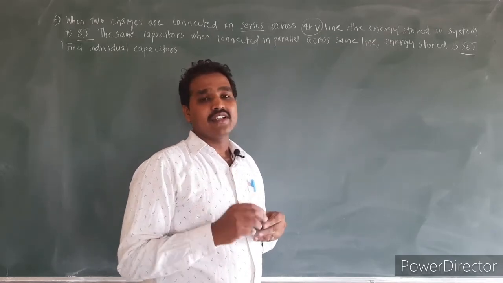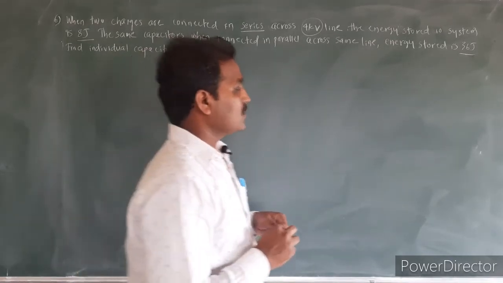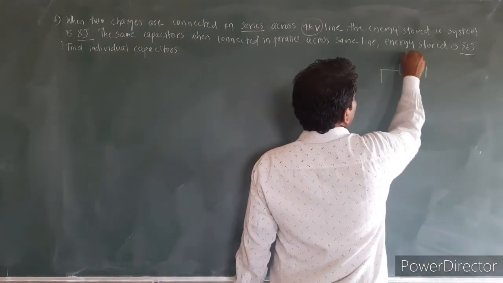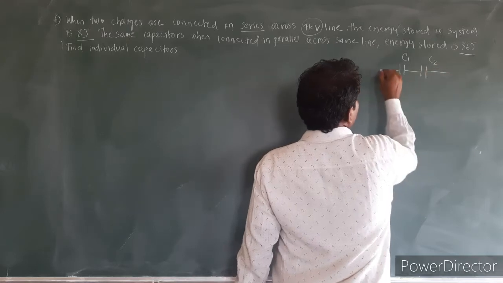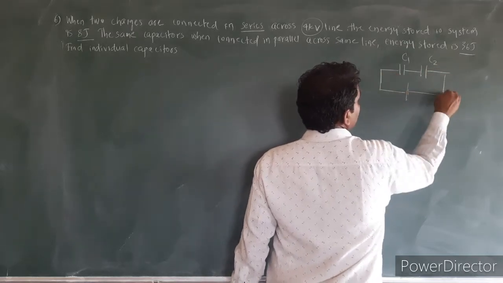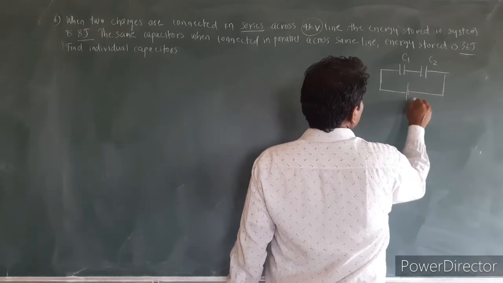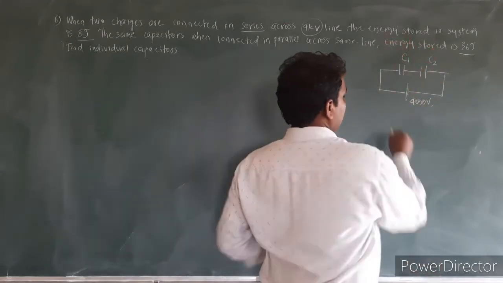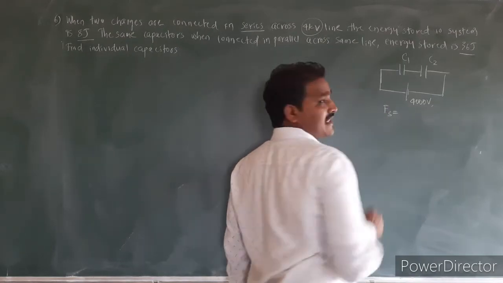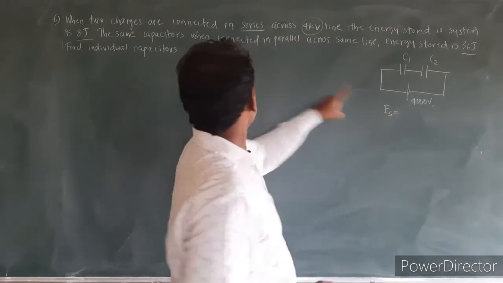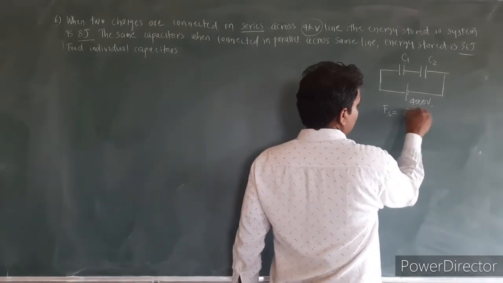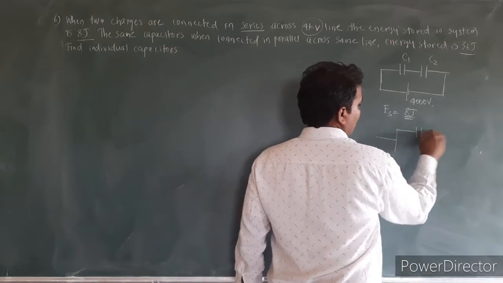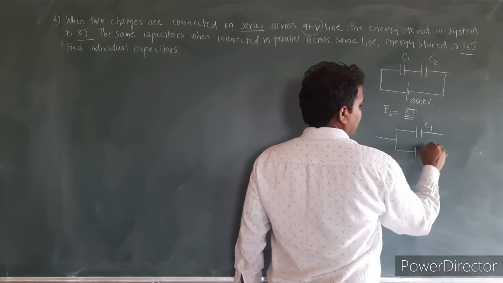Okay, so here there are two combinations. First, we have two capacitors. When they are connected in series, let us consider two capacitors C1 and C2. When they are connected in series across the voltage of 4 kilovolt, that is 4000 volt, the energy stored in the combination, so that is energy stored in the series combination, let me call it Es, let it be equal to how much? 8 joules.